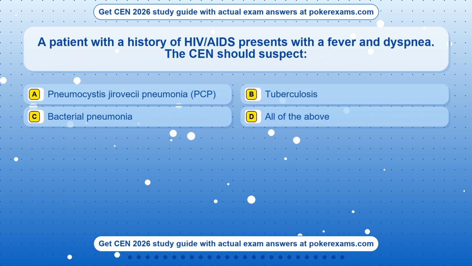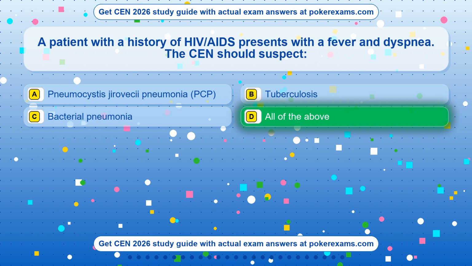Question 9. A patient with a history of HIV/AIDS presents with a fever and dyspnea. The CEN should suspect: Option A, Pneumocystis jirovecii pneumonia, PCP. Option B, tuberculosis. Option C, bacterial pneumonia. Option D, all of the above. The correct answer is option D, all of the above.